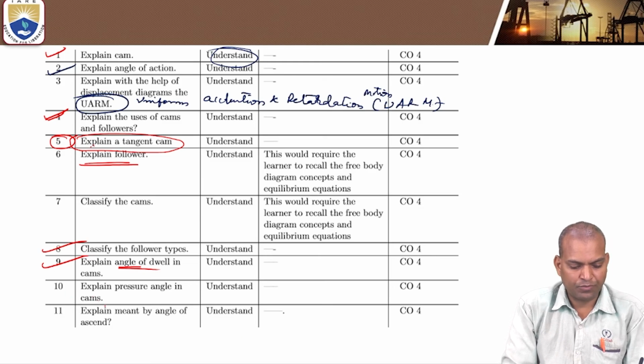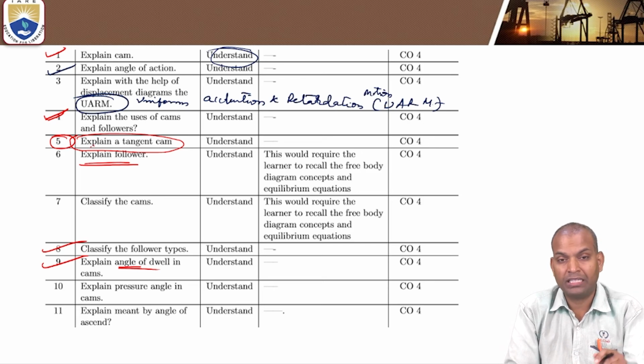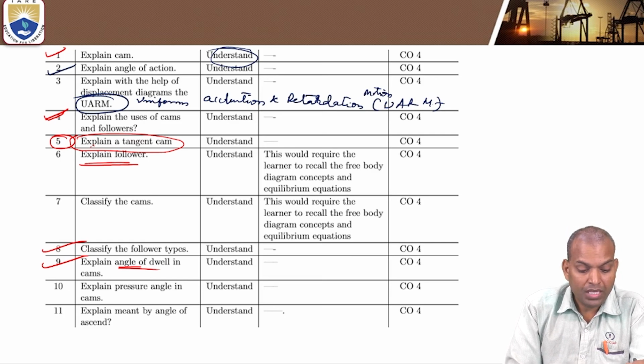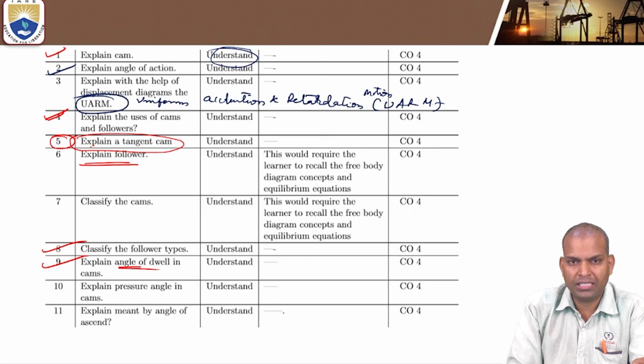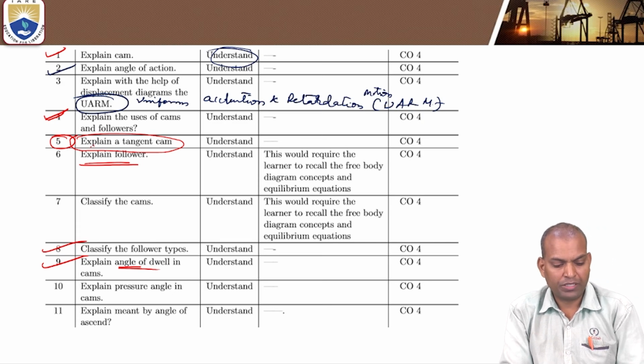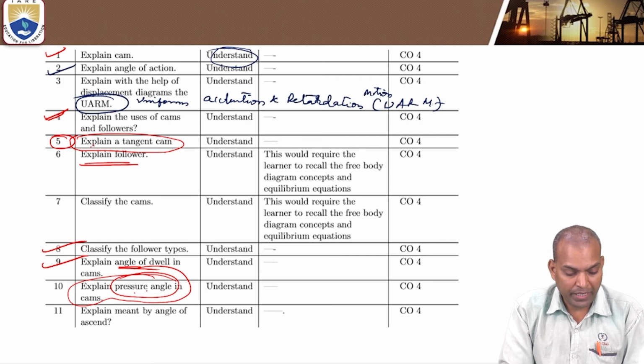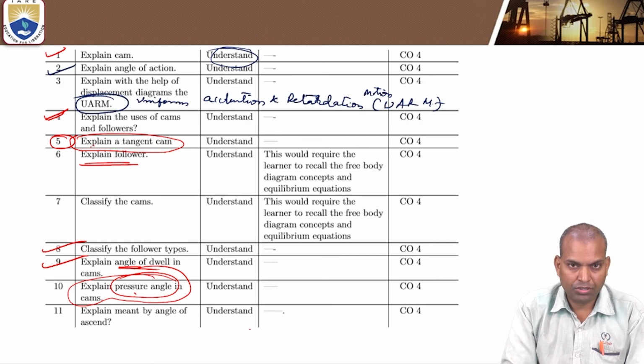Explain pressure angle in cams. Pressure angle is so important. First, the definition of the pressure angle is that it is the angle between the direction of the follower motion and the normal to the pitch curve. This pressure angle is highly useful in designing the cams. When the pressure angle is high, the follower jumps in its bearings. So pressure angle is very important in designing cams, and we'll study this pressure angle in gear trains also.